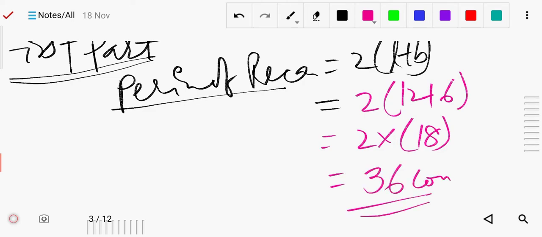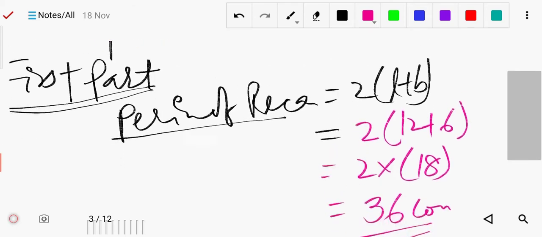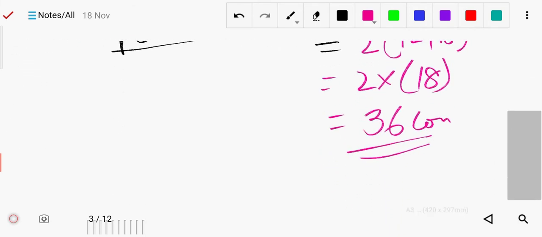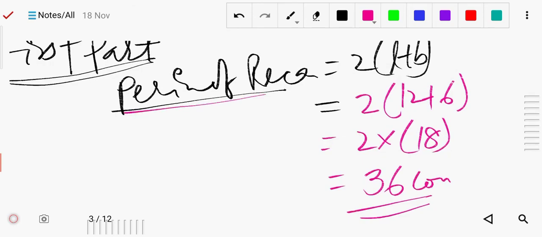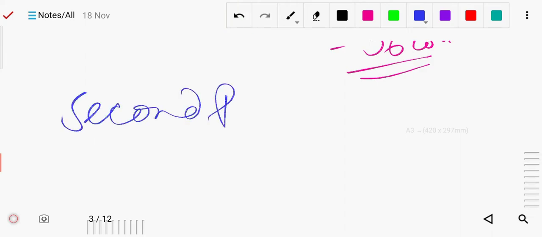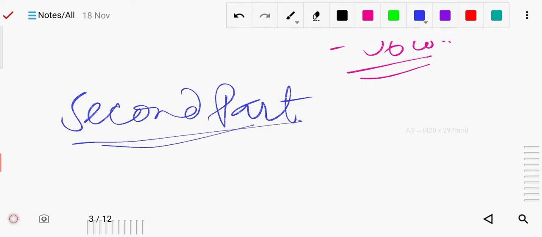It means that this 36 centimeter is the perimeter of the rectangle, the first part. Suppose this part is 36 centimeter, because from here it was cut, and from there it was cut, and here it was made into a rectangular shape. Now it means the remaining part. What is the remaining part? The remaining part means the second part. So you can just write the second part. The length of the remaining.